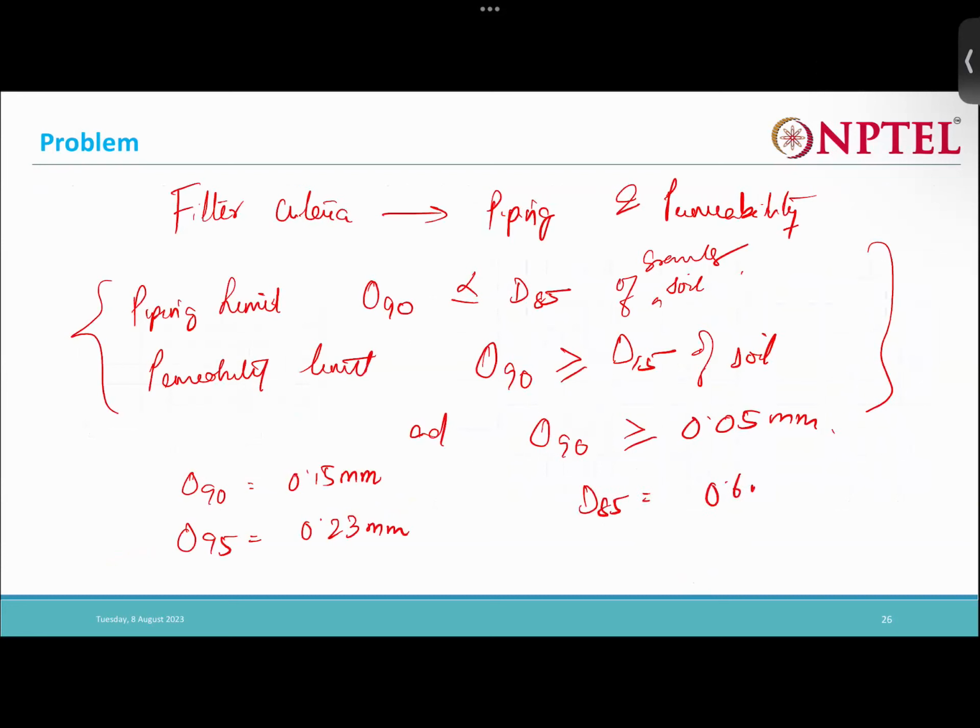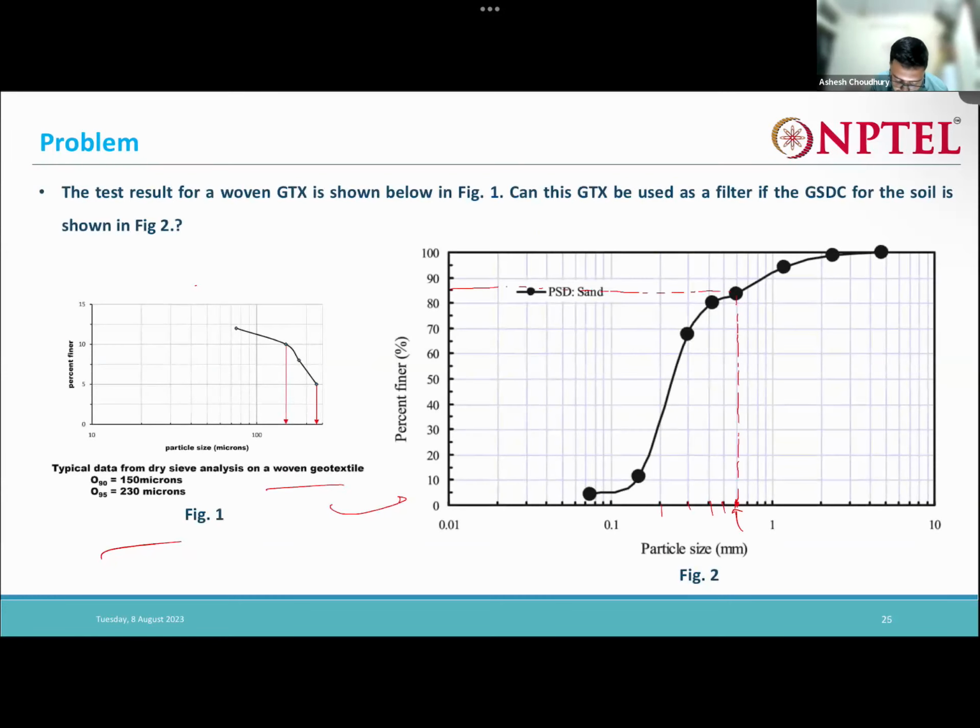D85 is 0.6. And now please tell me what is D15. D15 is approximately here, this one. This is 0.1, this is 0.2. So 0.15 will be approximately here. So it is definitely more than 0.15, approximately say 0.16.